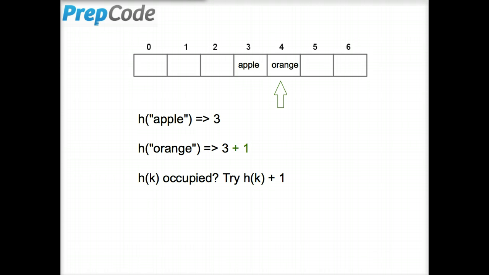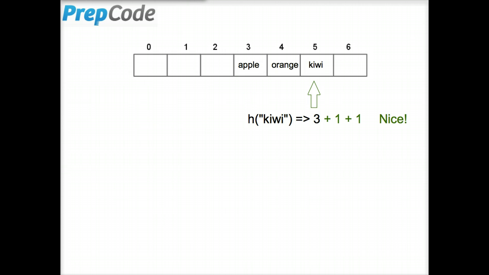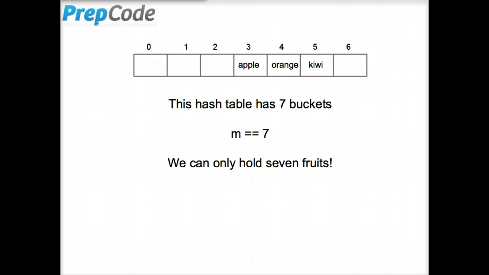Let's do another example. If kiwi were to evaluate to bucket 3, that bucket would be occupied, so we'll try bucket 4, then bucket 5. Since bucket 5 is empty, we'll insert kiwi there. Keep in mind that it's possible that there isn't a free bucket to insert a new record into. An open addressing hash table of size m will only hold m records. This technique of probing adjacent buckets until we find an empty bucket or the key that we're looking for is called linear probing. Although it's simple, it suffers from a problem called primary clustering.